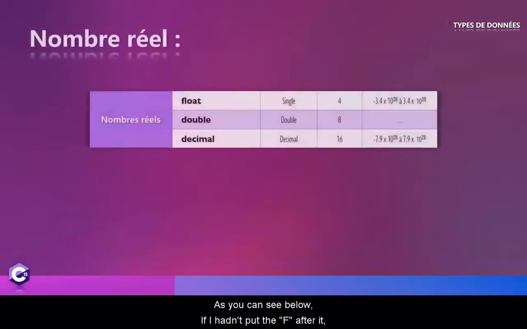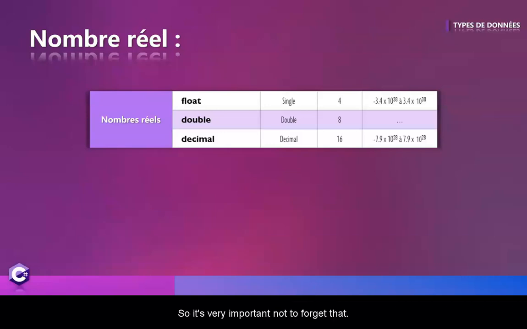As you can see below, if I hadn't put the F after it, an error would be displayed because the compiler doesn't know if it should consider it as a float or a double, since the default compiler defines a real number as a double, and it's not possible to put a double in a float type. So it's very important not to forget that. Moreover, it's the same for the decimal, except that here the suffix will not be an F but an M. So there you have it.